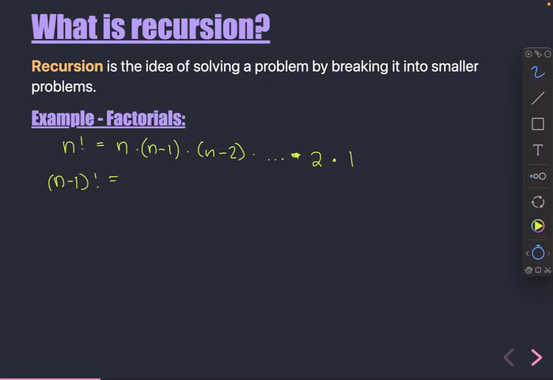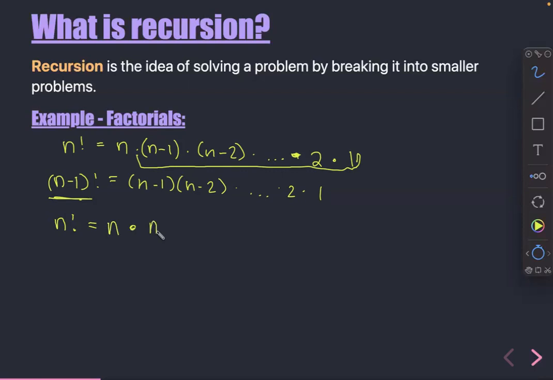And if we were going to do n minus 1 factorial, you see that n minus 1 factorial is similar, right? It'll be n minus 1 times n minus 2 times all the numbers still down to 2 times 1. So it's just multiplying down, but starting at n minus 1. And so what you can see here is that this portion of n factorial is really just n minus 1 factorial.